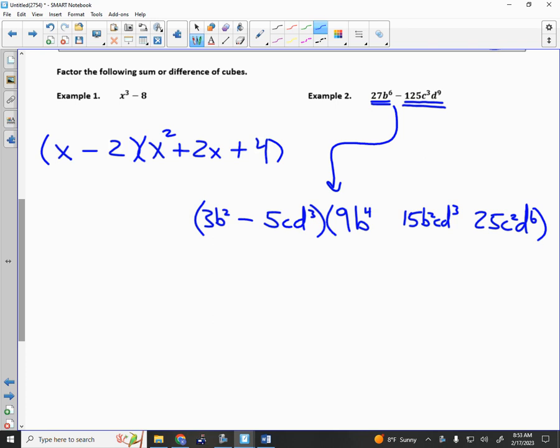This symbol is always plus, and this one is opposite that sign. On sum of cubes factors.